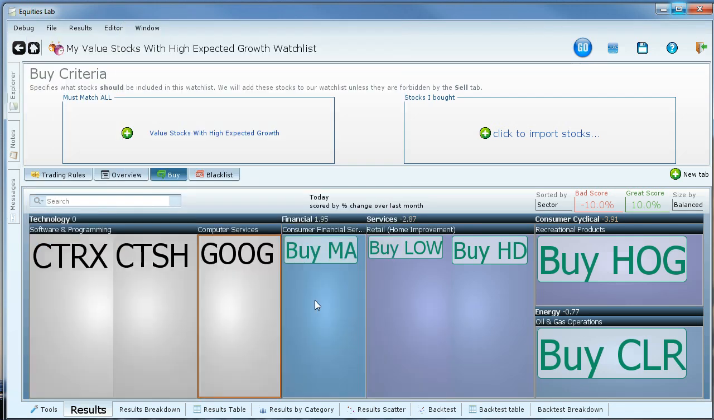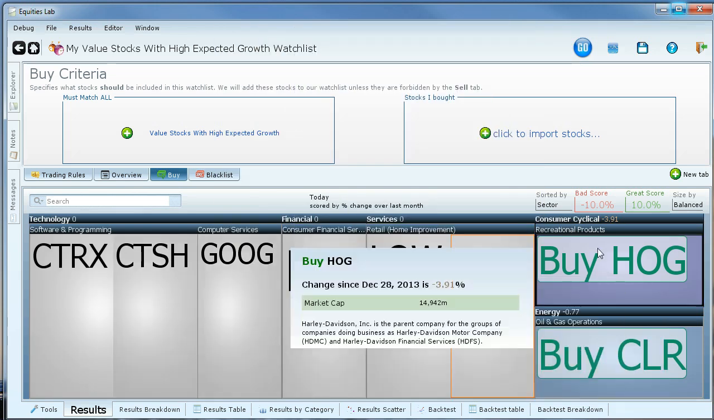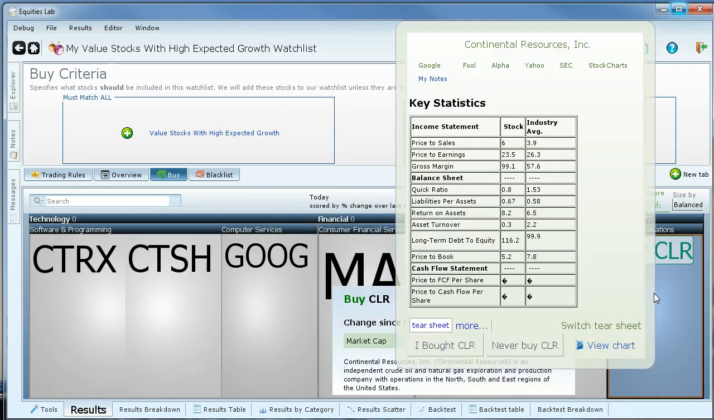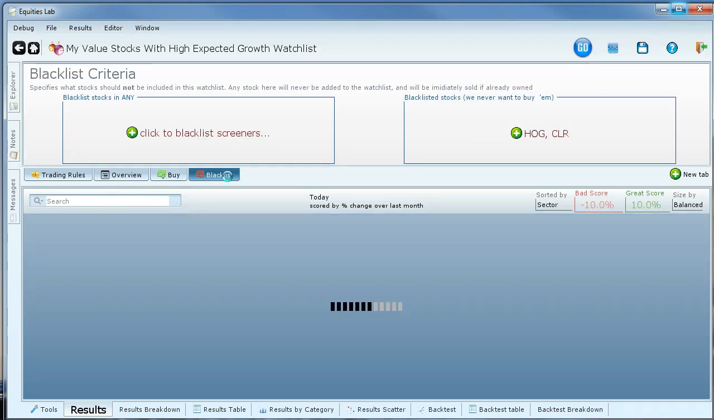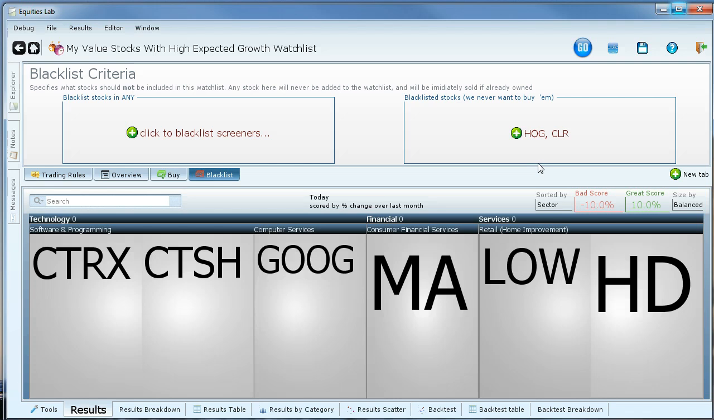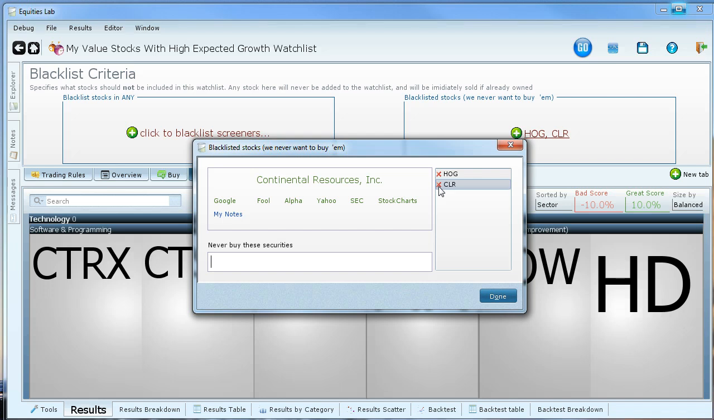Now, I love all these stocks, so I'm going to make a buy decision on every single one of them except for two of them. Now, notice how I selected never buy for HOG and CLR. Those are now going to be listed in the blacklist tab. So, these stocks will never show up on your watch list again until you remove them from the blacklist tab, assuming they still pass the strategy.